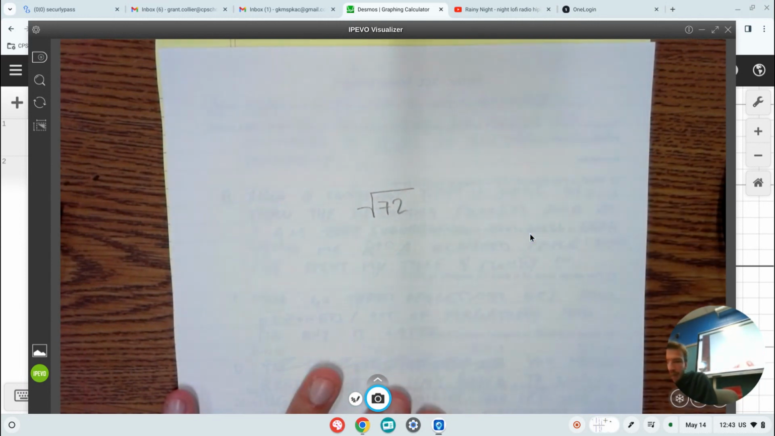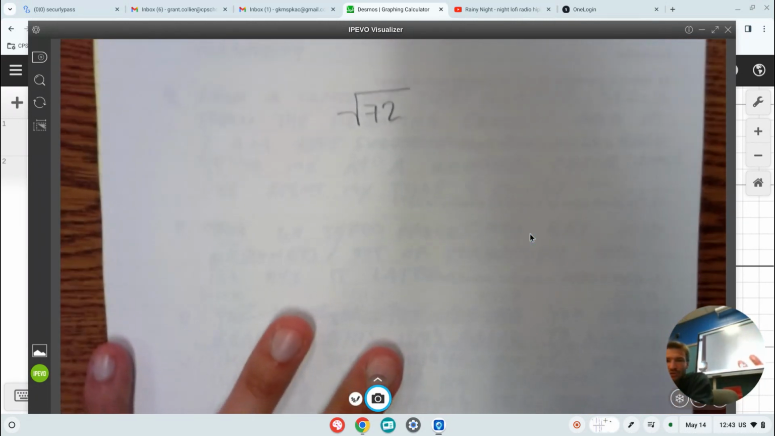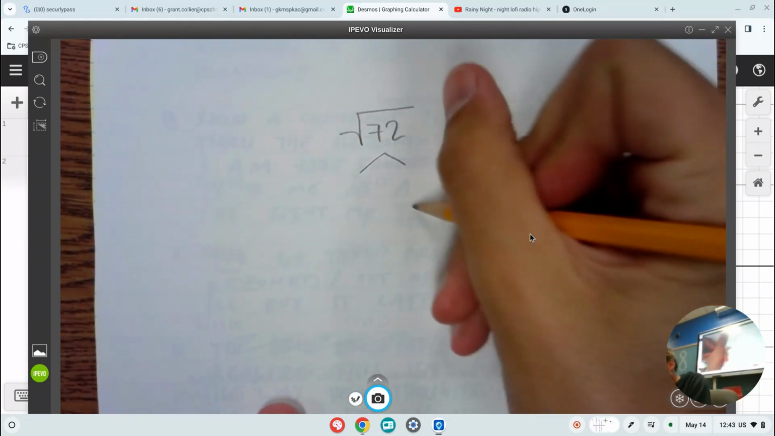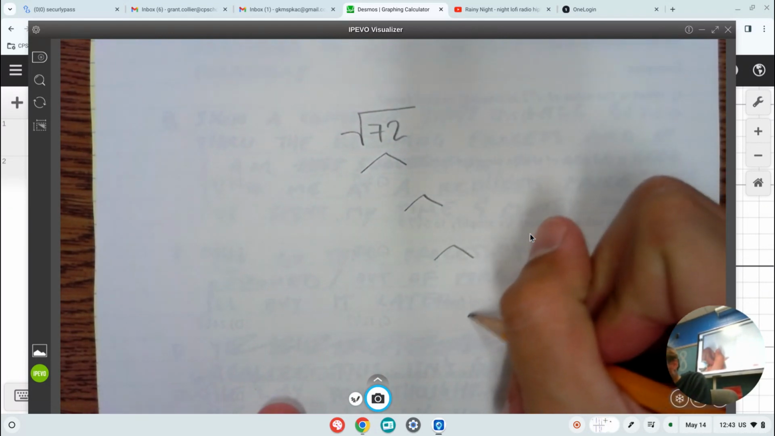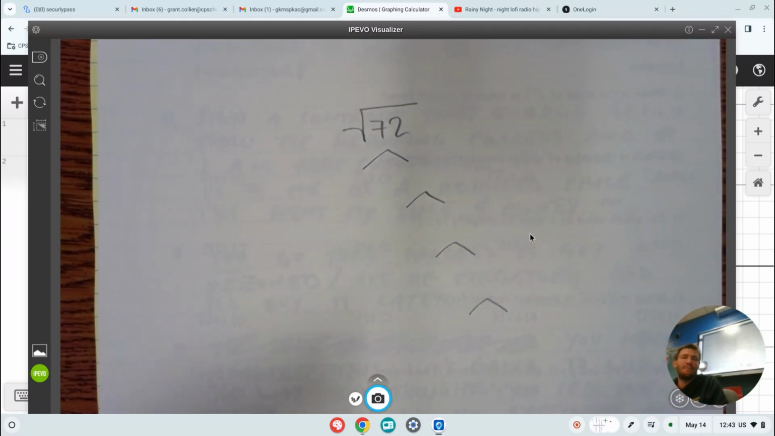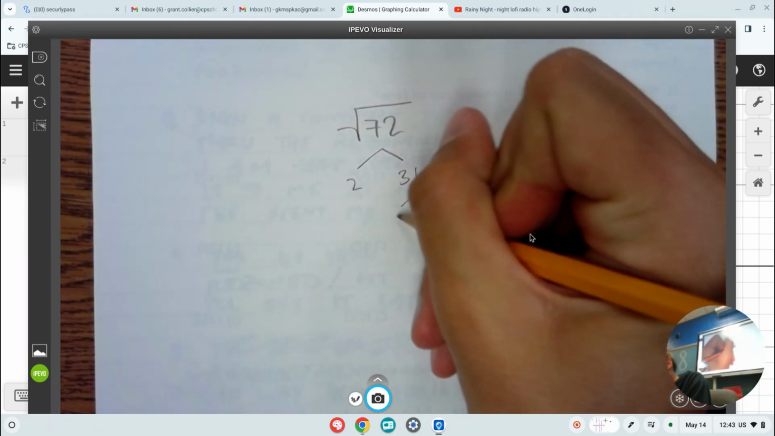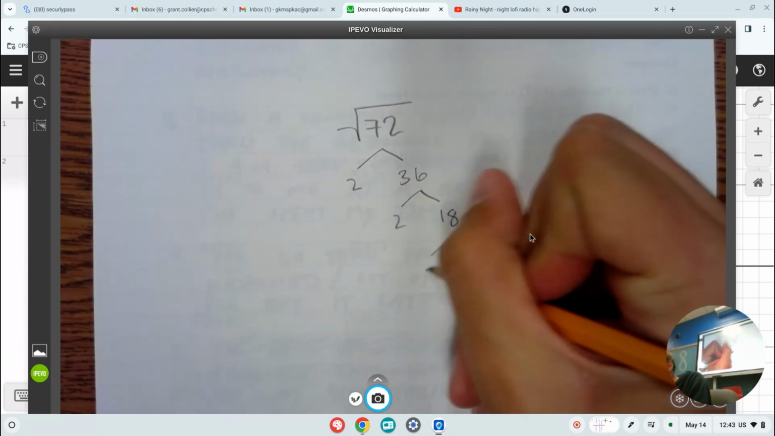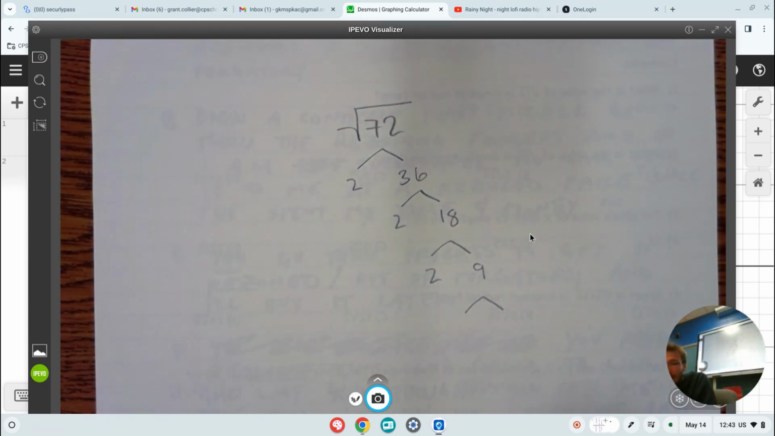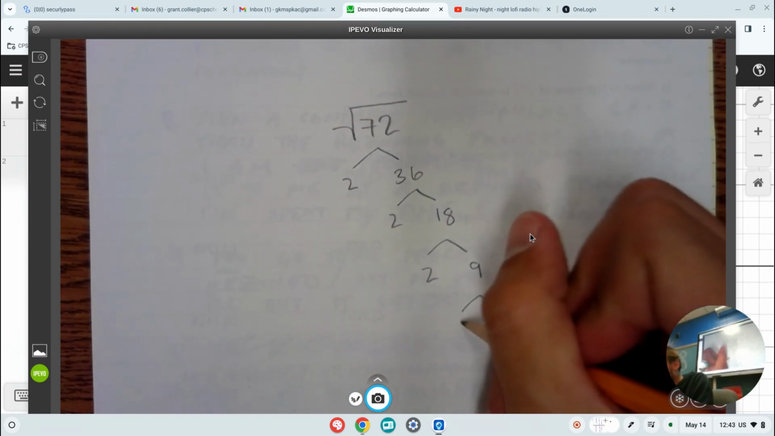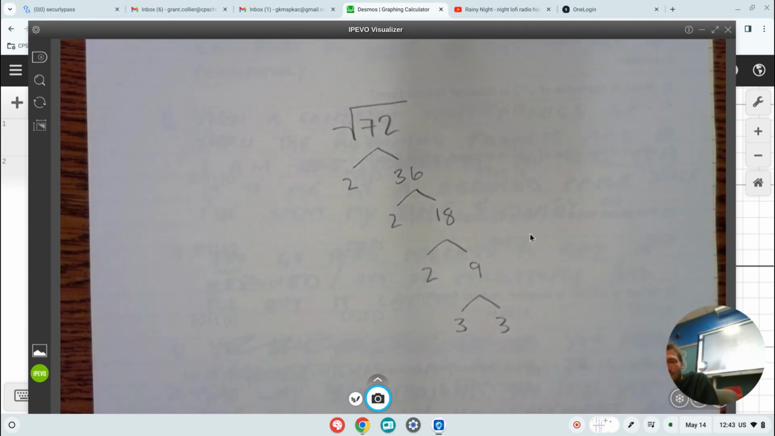So it used to look like this, the square root 72, and then we'd break it down, break it down, break it down. We'd try to break it down into prime numbers, like 2 times 36, 2 times 18, 2 times 9. We can't break 9 by 2, so we break it by 3 instead. And once we get to having only prime numbers left, now we would do some circling. We would decide what goes on the inside, what goes on the outside.